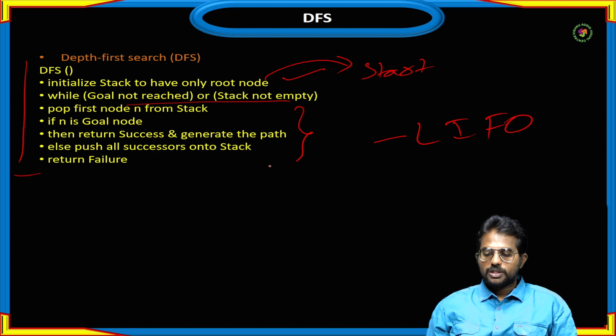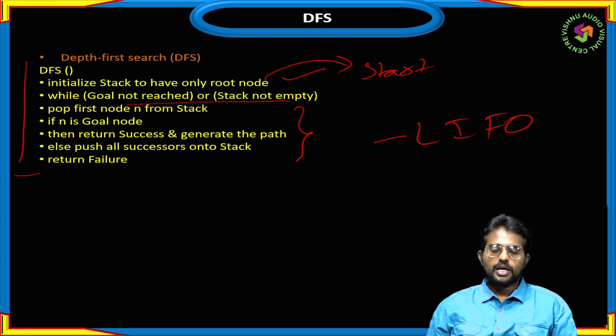These four statements consist of the following. Whatever nodes are present in the stack, I will try to delete an element from the stack, that is the pop operation. I will apply the pop operation on the stack and delete one particular node from the stack.